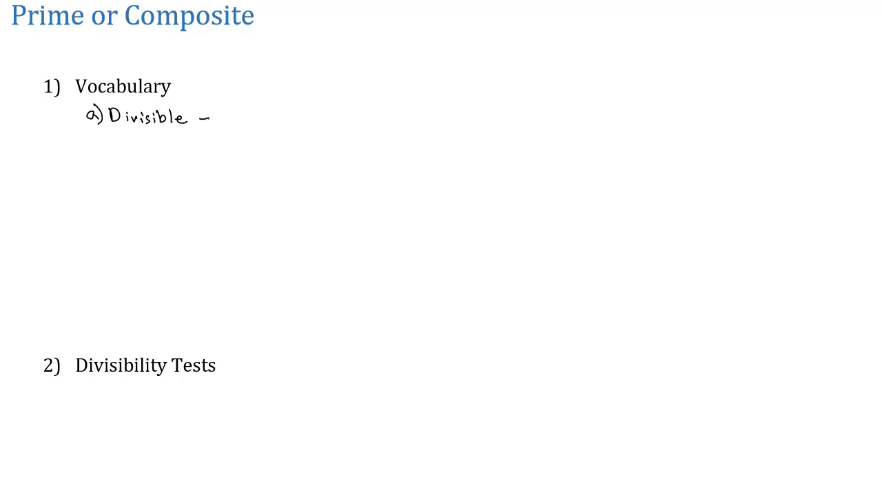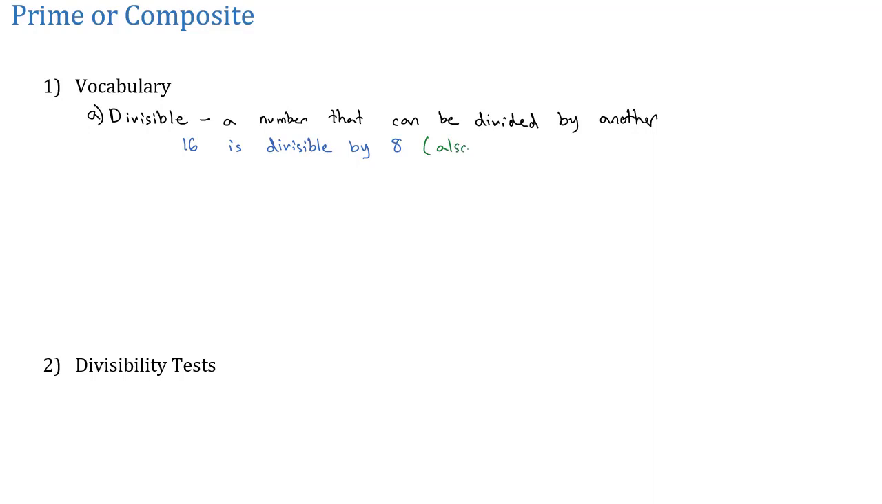A number is divisible by another. That means that a number can be divided by another number. In other words, I could take the number 16 and I can say it is divisible by, well, I can divide 16 by 8, so we say 16 is divisible by 8. In fact, that's not the only thing it's divisible by. It's also divisible by 1, 2, 4, 16, a whole list of numbers that it's divisible by.